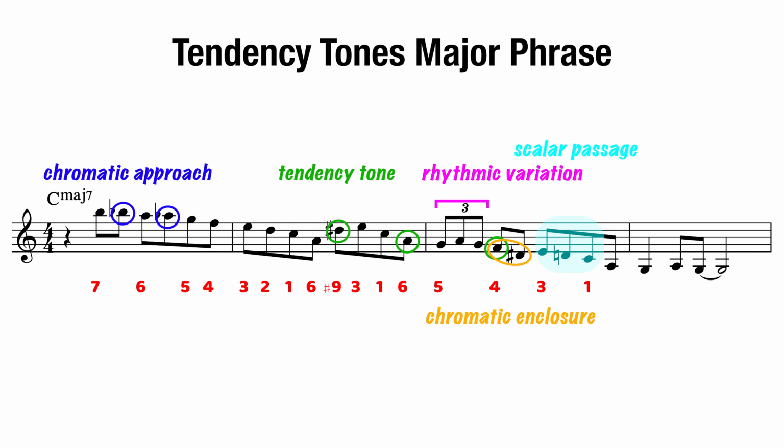to the root, skip over the 7th, and we play the 6th, which again is a tendency tone that wants to resolve down to the 5th, and we do that one more time to end the phrase. So the full phrase put together slowly will sound like this.